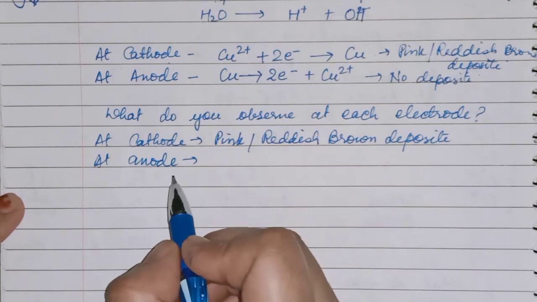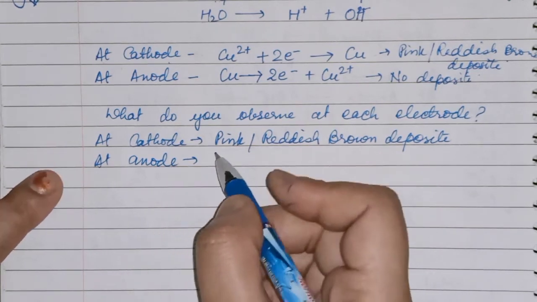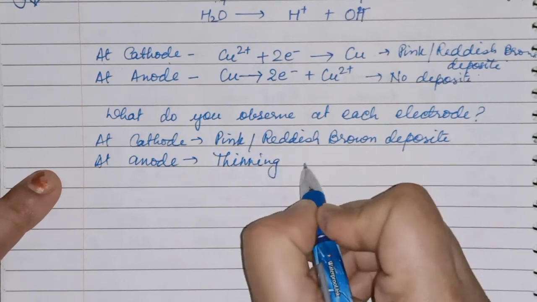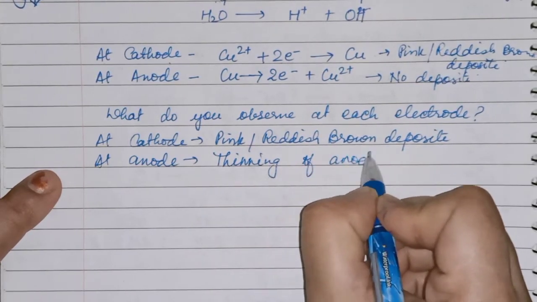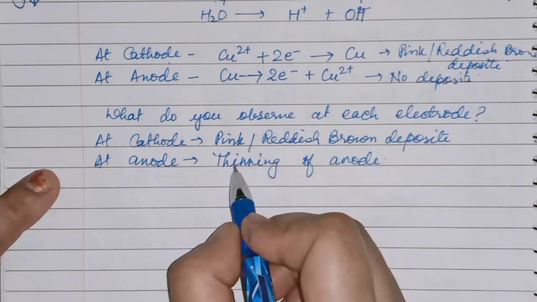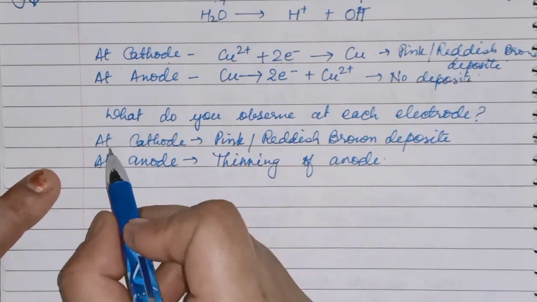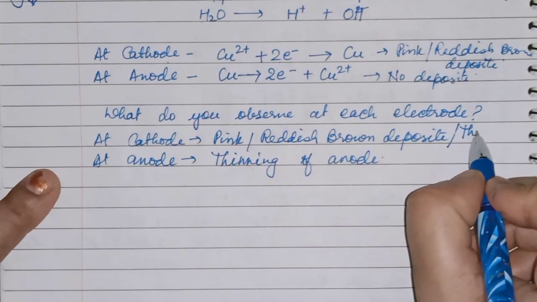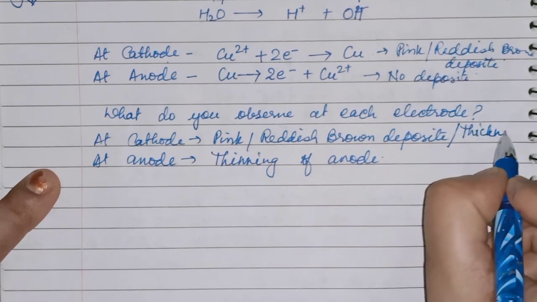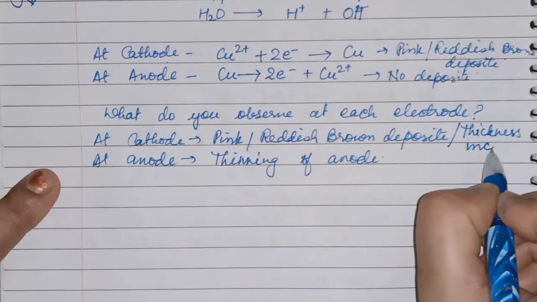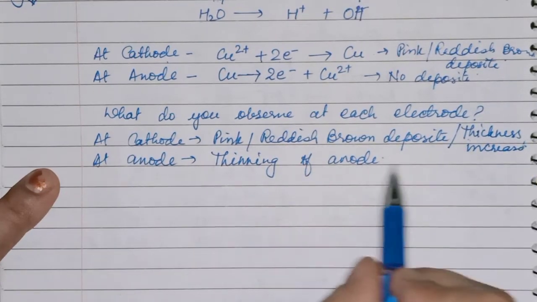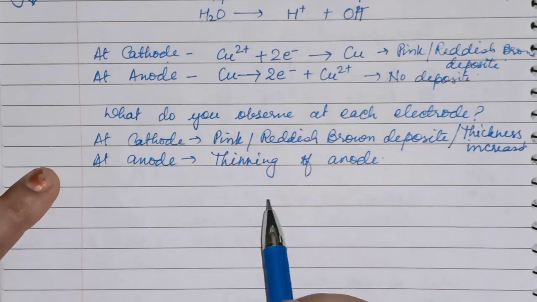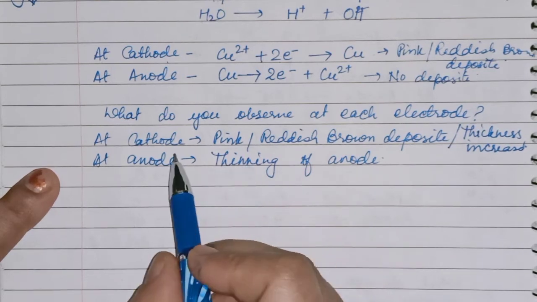What is happening? The anode itself is breaking down. So you can write that thinning of the anode will take place. And due to this thinning, one more important point at the cathode, you will observe that the thickness is increased. The cathode will get thicker than the anode. Okay, so this is the observation part for the electrodes.